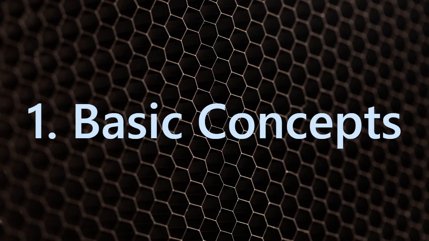Now, let's start by looking at the basic concepts of encryption and decryption in Python. Encryption is the process of converting plain text into an unreadable format called ciphertext. Decryption is the reverse process, converting the ciphertext back to its original plain text form. In this tutorial, we will be using the cryptography library in Python to perform these tasks. Let's start by installing the library using pip.